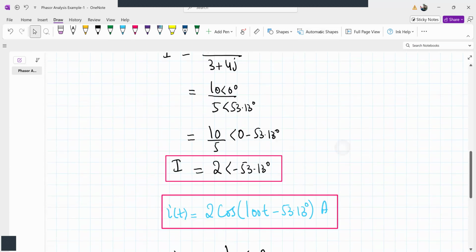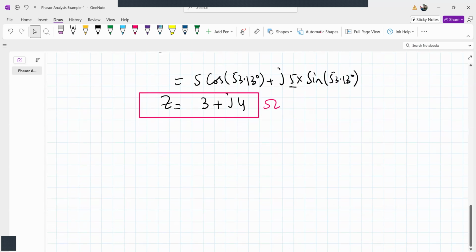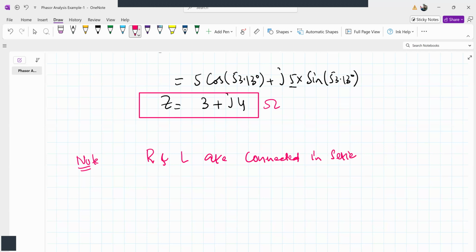Now we already know the impedance of the circuit, because these elements are connected in series, so impedances will simply add as impedances follow all the rules of resistance. So it will be 3 plus 4j. Impedance offered by resistor is 3, impedance offered by inductor is 4j. In general, you will remember, if R and L are connected in series, then the impedance offered by this series RL network will be R plus j omega L. Omega is the frequency of the source. This is how we find the impedance of this.